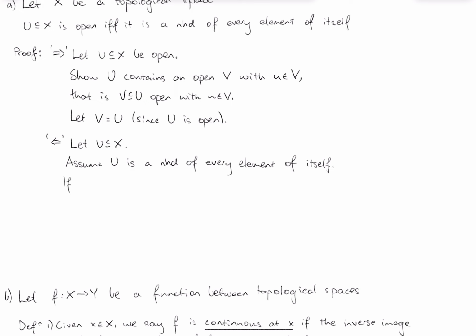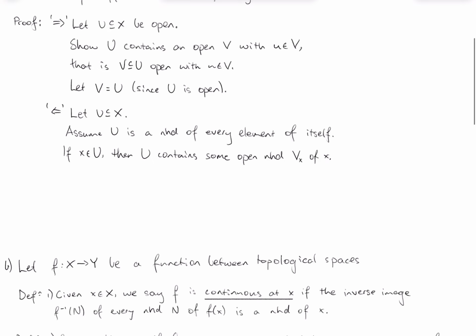So if, let's say, an element x lives in U, then U would contain some open neighborhood of the point x. So let's call it V of x, some open neighborhood V of x, because we're assuming that U is a neighborhood of every element of itself. Right?